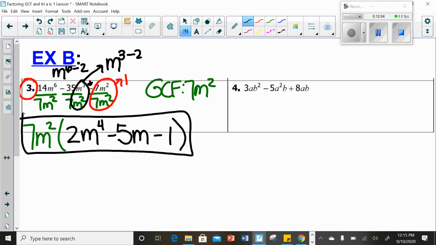All right, so for number 4, we start by looking at our smallest number, our smallest coefficient, 3. We look at 3 and we think to ourselves, does 3 divide evenly into 5? No, it does not. Does 3 divide evenly into 8? No, it does not. Even if 3 had divided into one of these, it still would not be a common factor, because we need it to divide evenly into all of them. Okay? So our 3 is not going to be a part of our GCF.